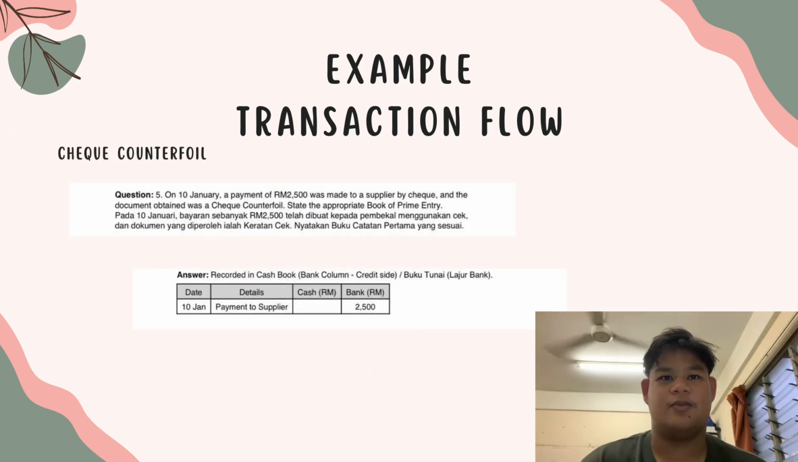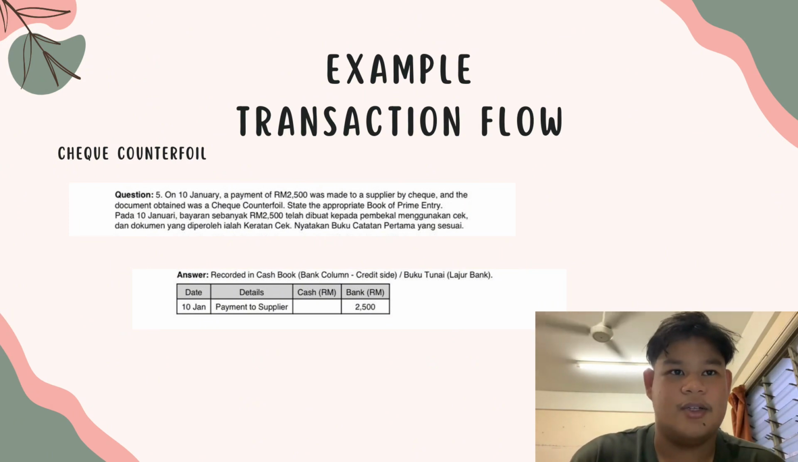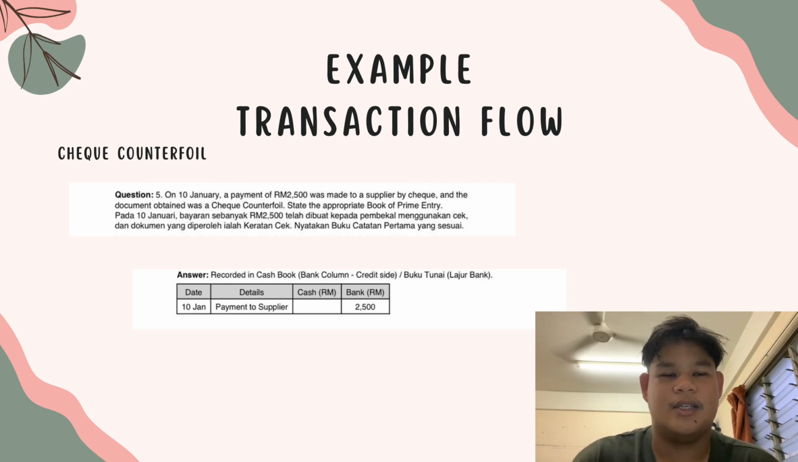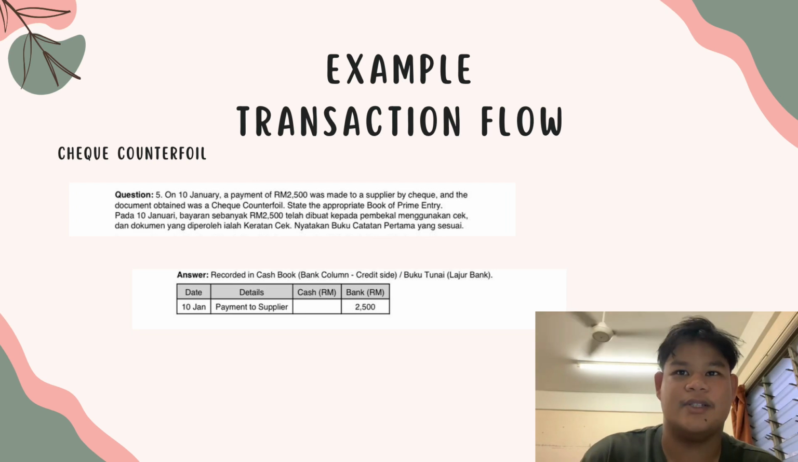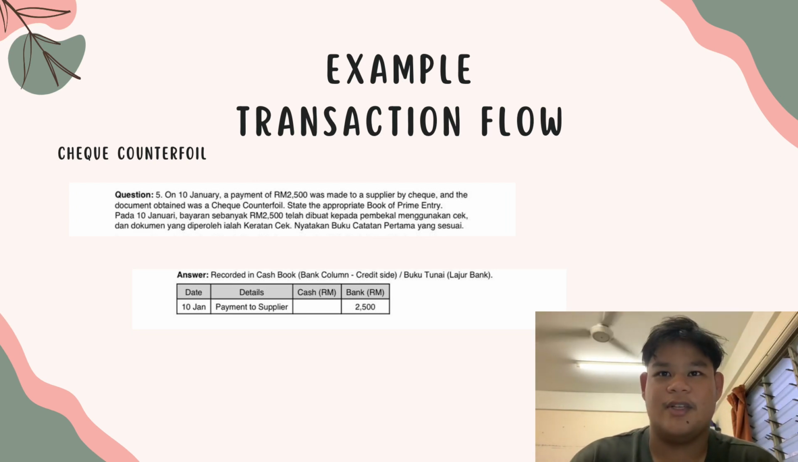Example transaction flow, check counterfoil. The question is: on 10 January, a payment of RM2,500 was made to a supplier by check, and the document obtained was a check counterfoil. State the appropriate book of prime entry. The answer is the cash book, bank column, credit side. Date 10 January, details: payment to supplier, bank RM2,500. In short, your check counterfoil stays in the check book as your record of payment. It provides details like date, payment amount and check number. It supports the entry you make in the cash book, bank column, to show the money leaving your account.